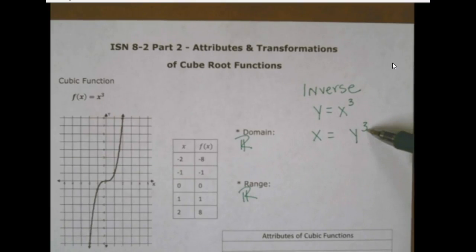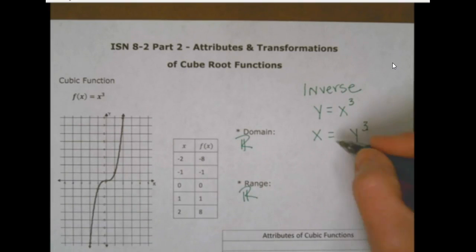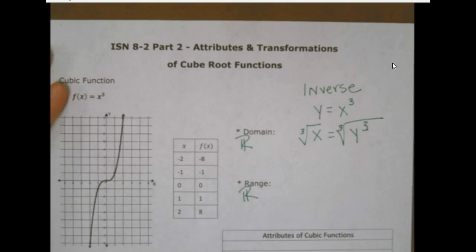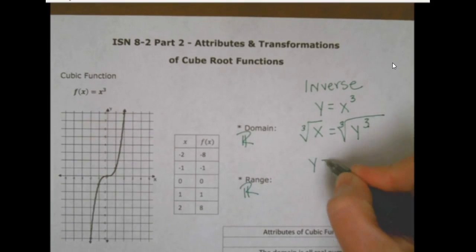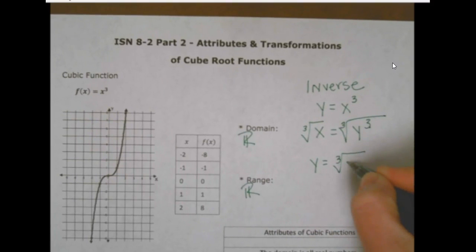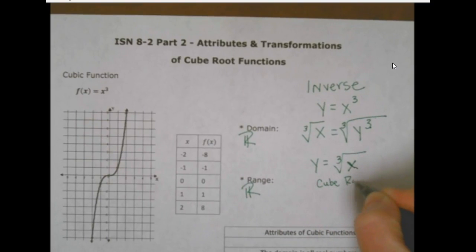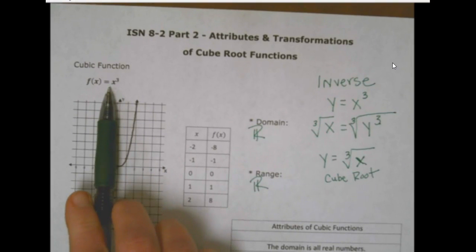Well, if it was a 2, you would take the square root of both sides. If it's a 3, you are going to take the cube root of both sides, and that's how it's written, and we'll be talking a whole lot more about what it means very shortly. But the cube and the cube root cancel each other out, and so this is called the cube root, and it is the inverse of the cube.